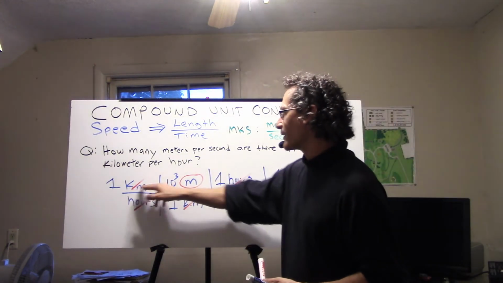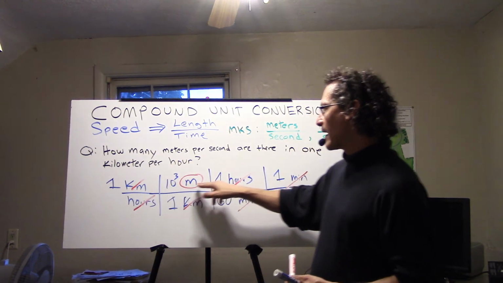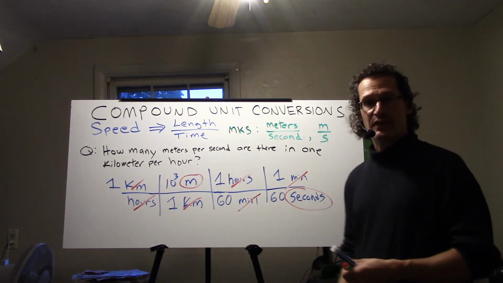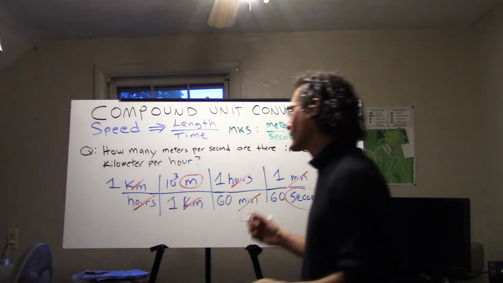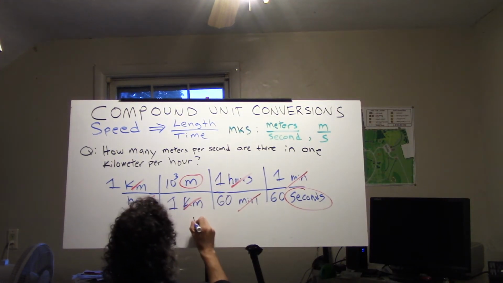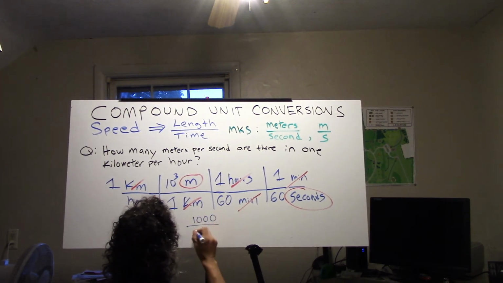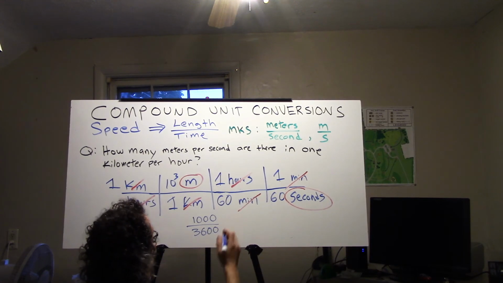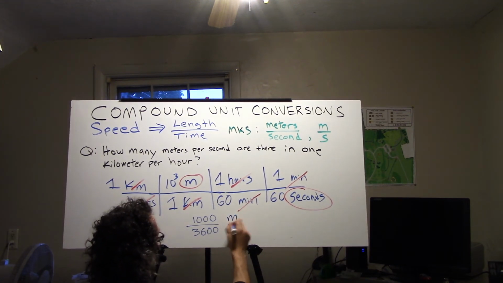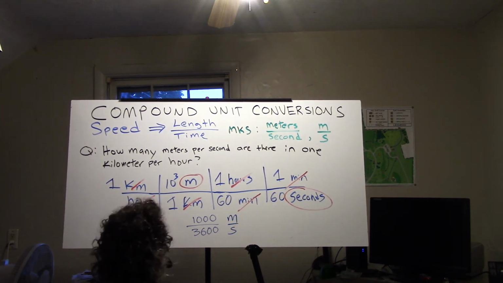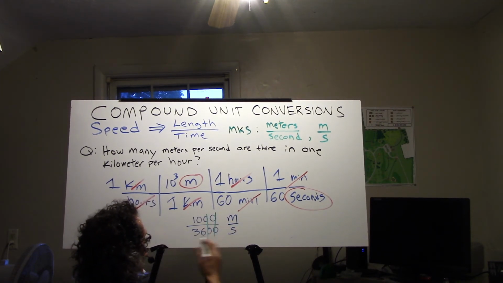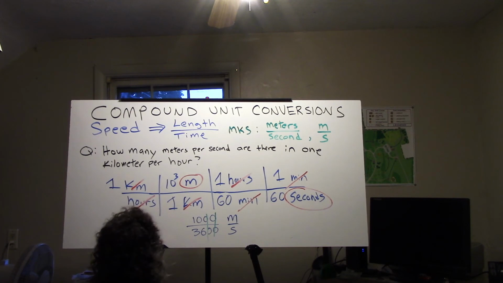So what we have here is 1,000 up here. So it's 10 to the third. And 60 times 60 is 3,600. So we have 1,000 and 3,600, like that. And that's going to be our answer in terms of meters per second. We can do a little bit of cancellation over here. We can reduce that. We can keep that as a fraction. We can calculate it as a decimal.